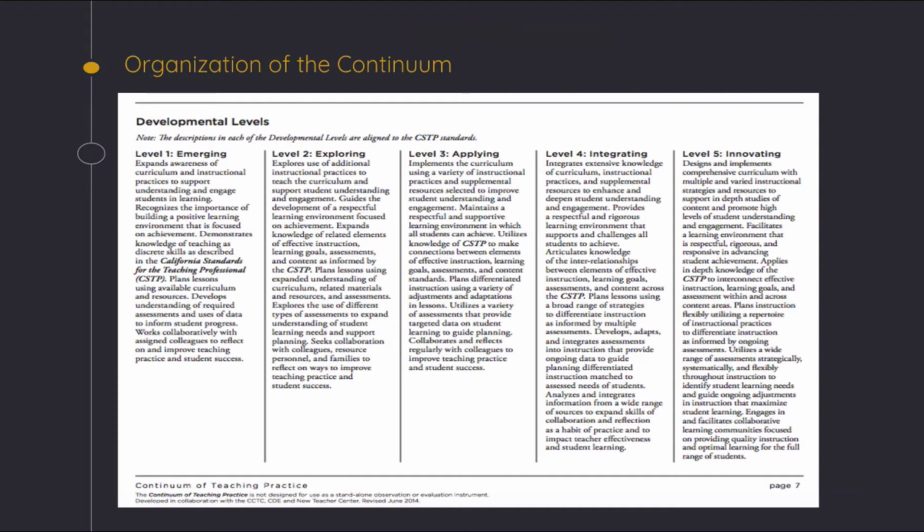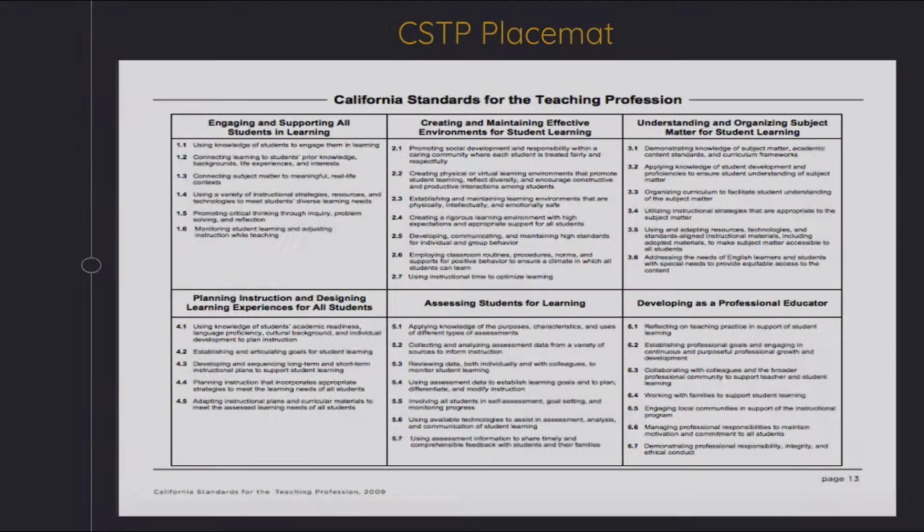To make this process an effective means of determining a focus area for teachers' professional growth, it is critical for teachers to reflect honestly on their current levels. Therefore, the self-assessment on the continuum does not need to be shared with the administrator. The process of self-assessing on the continuum of teaching practice begins by looking at each CSTP standard. Using the placemat found on page 13 of the continuum booklet, teachers should read through each of the standards and the elements listed within each standard.